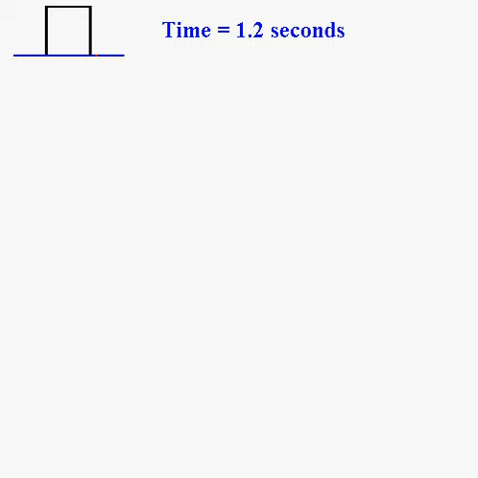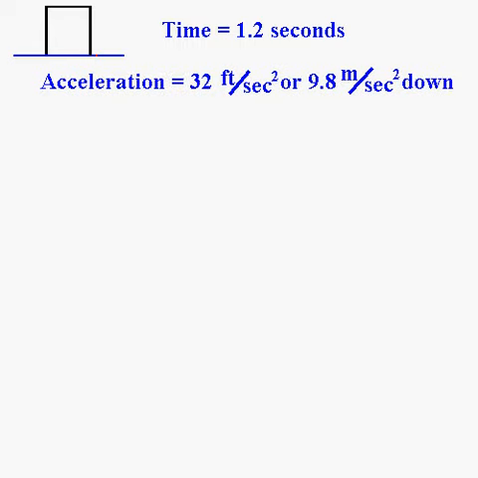Yes, we do. We know the acceleration. The rock is falling due to gravity. We know the acceleration due to gravity. In English units, it's 32 feet per second squared. In metric units, it's 9.8 meters per second squared. Those two values for acceleration are identical. They're just expressed in different units.